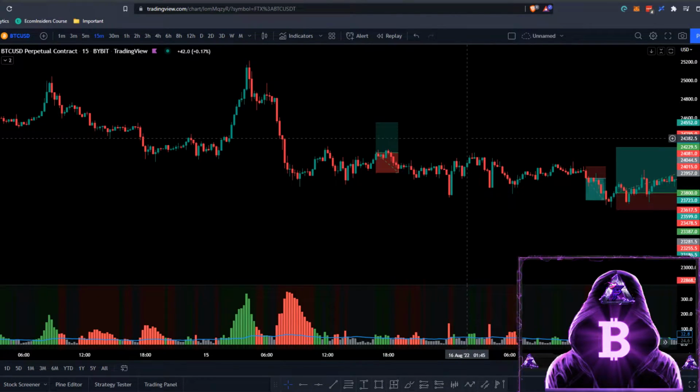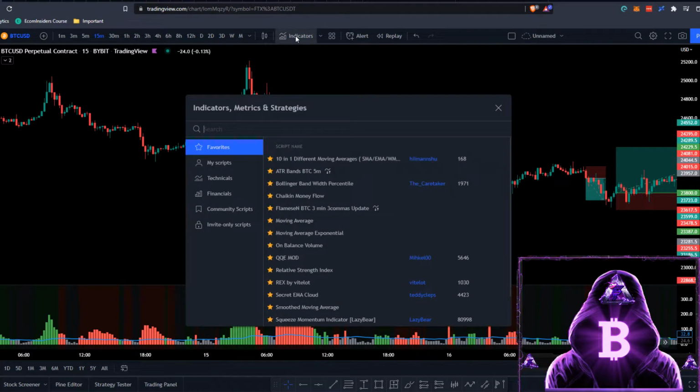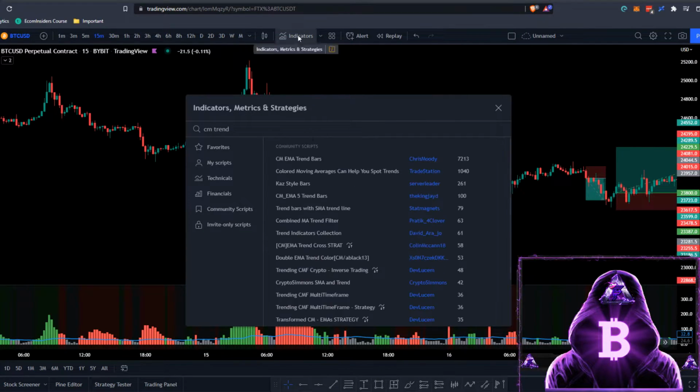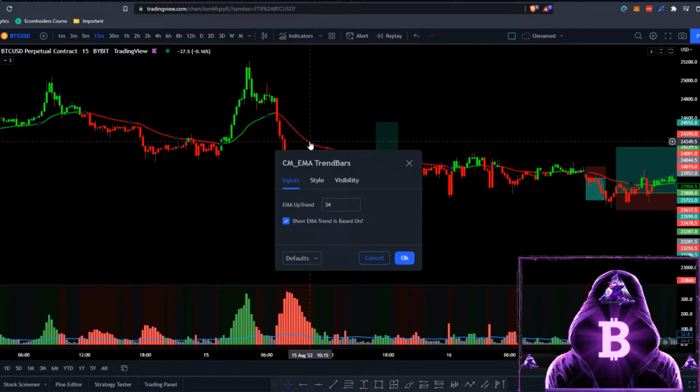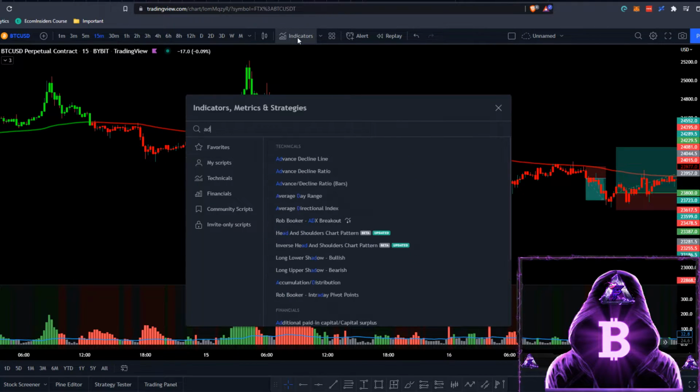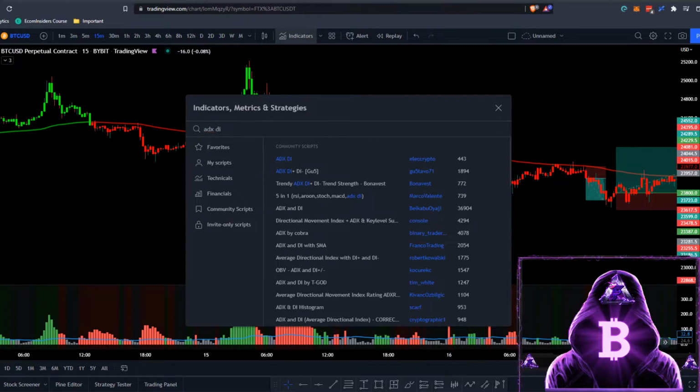So in order to actually filter out these bad signals, I have come up with an extremely powerful strategy. And now let me show you how to build the setup. First, head over to our indicator section and type in CM trend bars. CM EMA trend bars by Chris Moody. Let's actually click on it here into the settings and change our EMA uptrend from 34 to 100. And the second indicator that we're going to add is ADX with DI, which is this one here with 36,000 users.